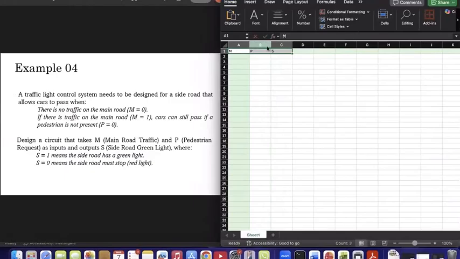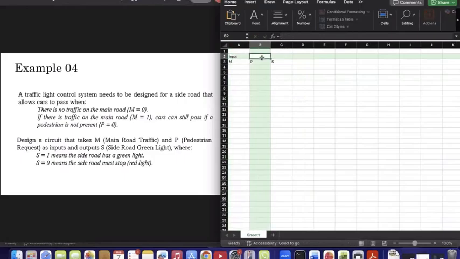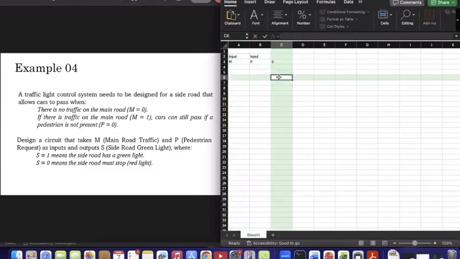I already put it, you can just have a look and see. So two inputs and one output. Yes, these two are input variables. And based on these two input variables, our output variable is going to work.